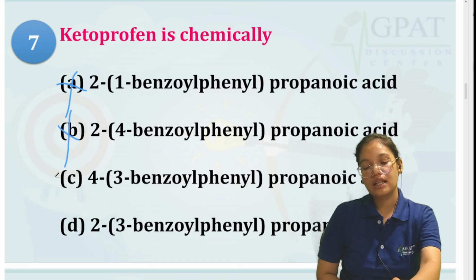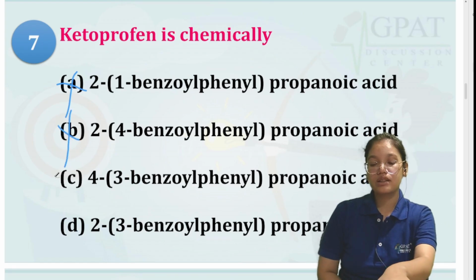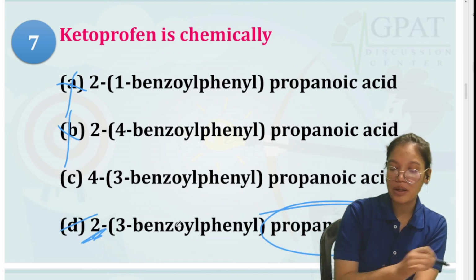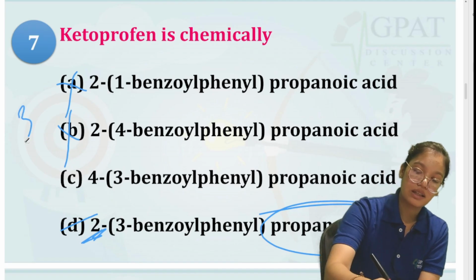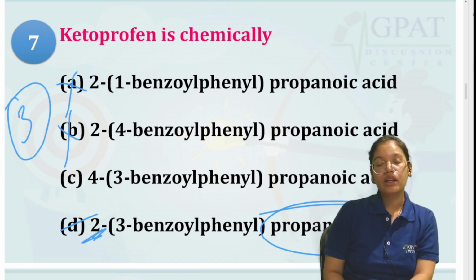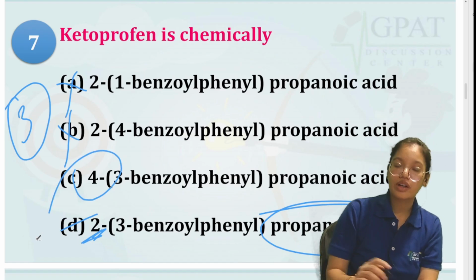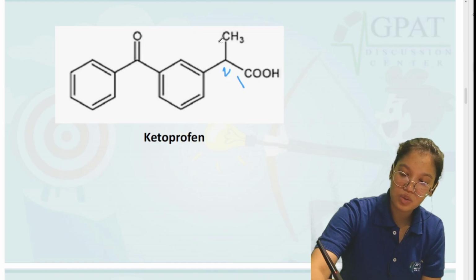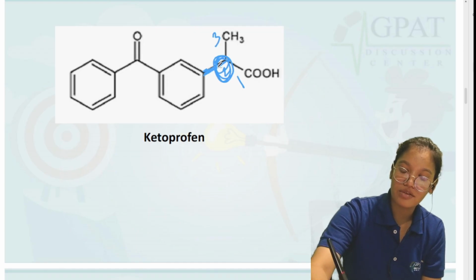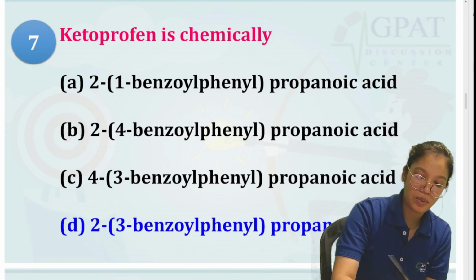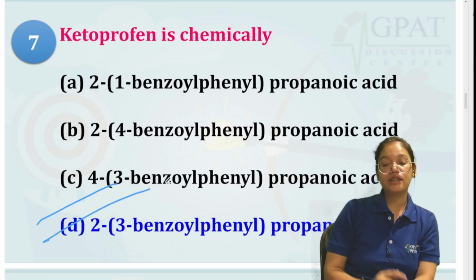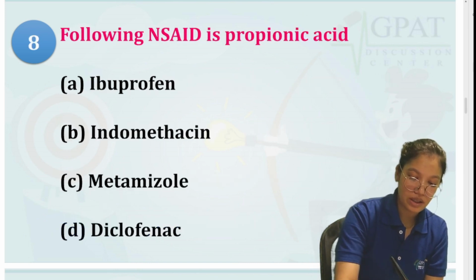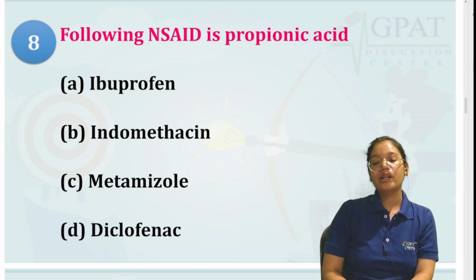Okay, so C says at the fourth position of propanoic acid the 3 benzoyl phenyl group is attached, and D says at the second of the propanoic acid. Okay, now propanoic acid is a 3 carbon chain. Now it can't have 4. It is not even possible that it has 4 carbons, but still I'll show you the options. So 1, 2, 3. So at the second position we have this group attached. So the answer is D, that is the 2-(3-benzoyl phenyl) propanoic acid.